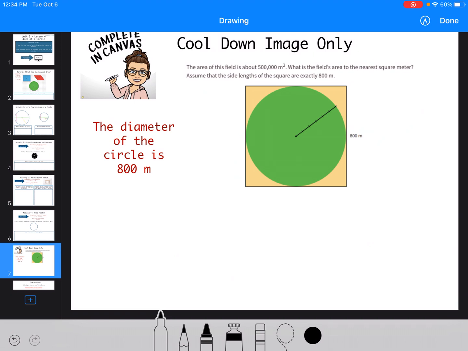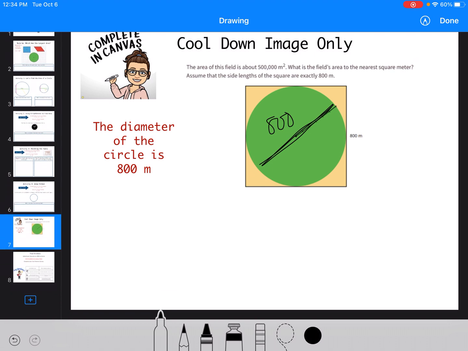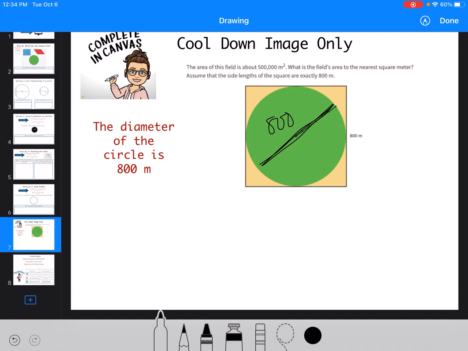So now you're going to do your cool down. It says that the diameter of the circle is 800, so keep that in mind. And they want you to find the area to the nearest square meter of the circle.